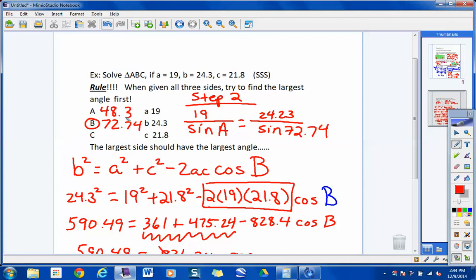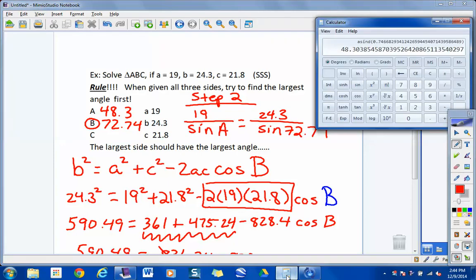I want to make the change right here so that you guys didn't copy this down wrong. Give me a second. That should have been 24.3 right here. Okay. Hey, are we almost done? Do I need to do anything else? Angle C. I can find that. Add them up, subtract them from how much? 180. Let's do it. 180 minus 48.3 minus 72.74. I got 58.96. How do you guys feel?